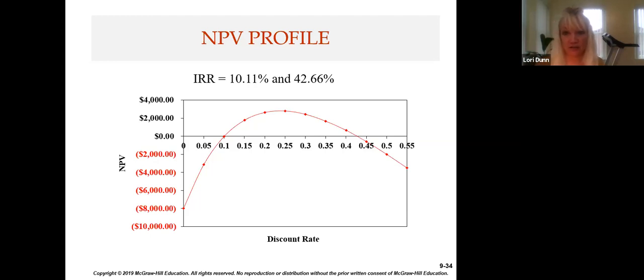And you could see there that this goes from across the bottom. These are your interest rates, various interest rates, 0, 0.05, 0.1, 0.15, etc. The vertical axis is the net present value that results from each of these discount rates. So we're actually going to calculate net present value for each of these rates.